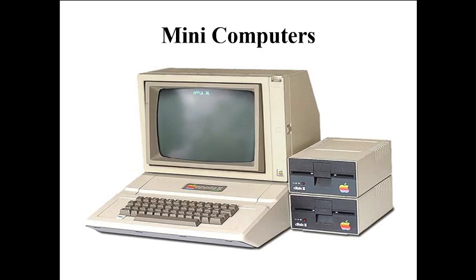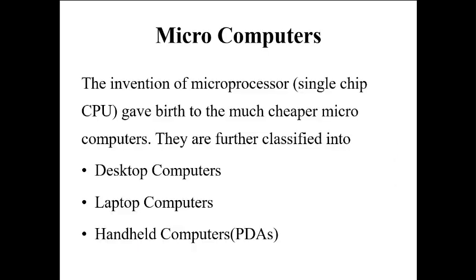An example of a mini computer is the PC, and this is a standard example. This is an IBM computer from around the year 2000. This was one of the first mini computers. This is what we call a PC. There are different types of mini computers, and they are usually used for personal information and personal utilization. So, microcomputers: the invention of the microprocessor, a single chip CPU, gave birth to the much cheaper microcomputers.